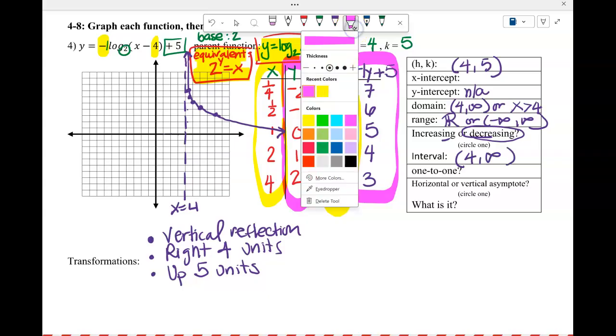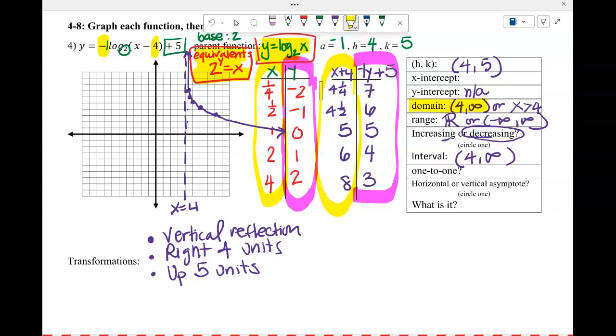It is definitely decreasing, and it's decreasing over the entire domain. Okay, so let me highlight what I'm talking about. So if your domain is from 4 to infinity, then it's going to be the same interval of decreasing. Okay, it is definitely a 1-to-1. So yes, we have a vertical asymptote. And what is it? It is at x equal to 4. Remember, x equal to 4 is the same as your h value, since this is going right or left. Okay, so your vertical asymptote is always the same as your h. Remember, in the original exponential, we had your horizontal asymptote, and that's always the same as your k.